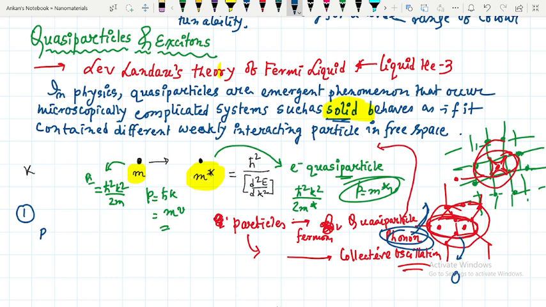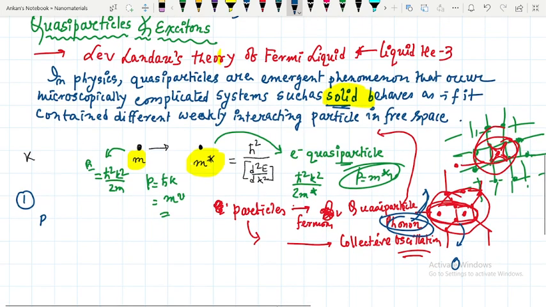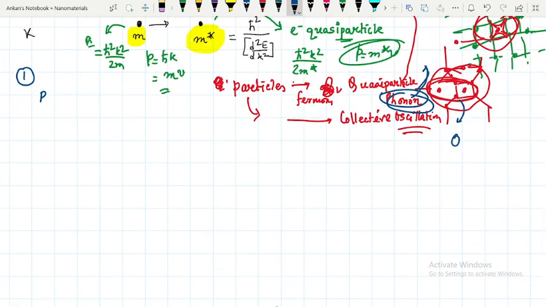Now our topic is excitons. What is an exciton? It is a very important thing to discuss. I have only told you that the electron-hole pair is known as the exciton. Now the exciton will be studied in detail.